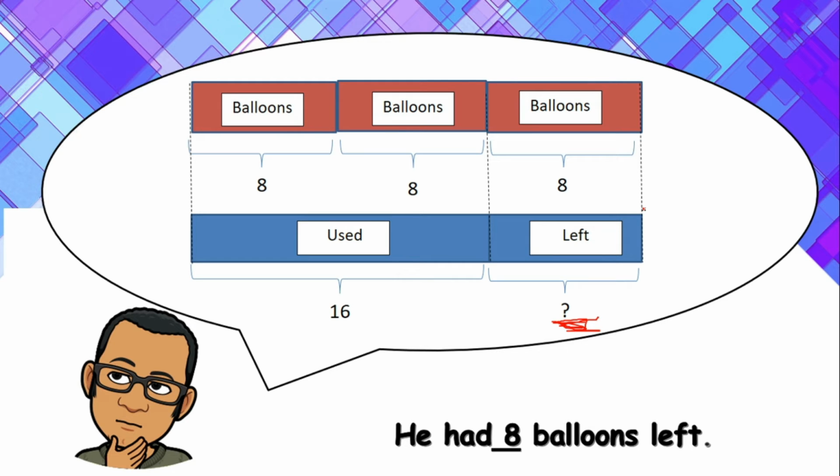Okay? So, kitang-kita naman ano. So, ito at saka ito, they are equal. So, therefore, if this is equivalent to 8 balloons, therefore, this part is equal also to 8 balloons.